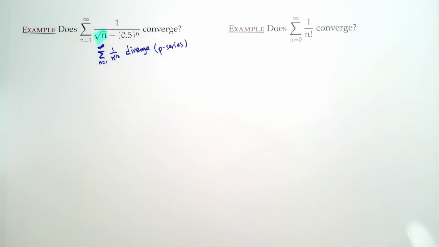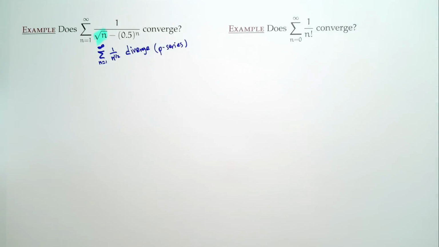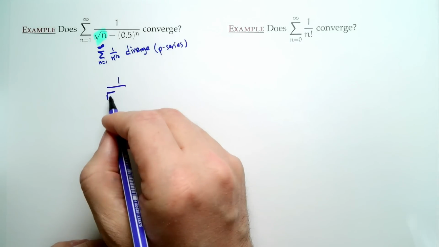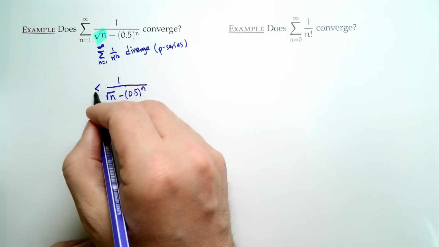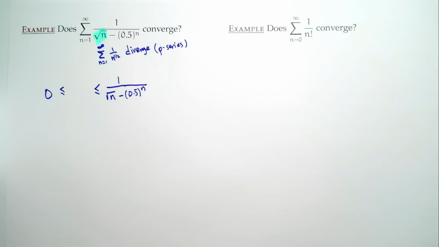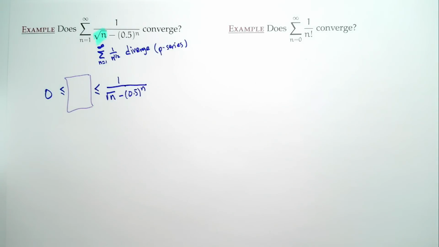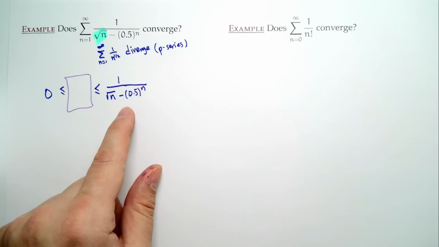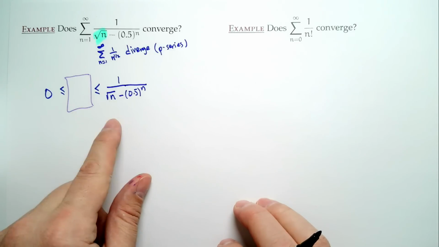Okay, so, good. What does that tell us? Well, if we're going to do a comparison test, and right now we're in our comparison test mindset, that says I have the term here, 1 over square root of n minus 0.5 to the n, and I want that to be bigger than or equal to something, which is bigger than or equal to 0. And so the question is, what goes here in the middle? Well, what I need to put into the middle is something which will diverge, because my goal is to show that the sum here diverges. So I want to put something in here which diverges, but definitely goes in the middle.